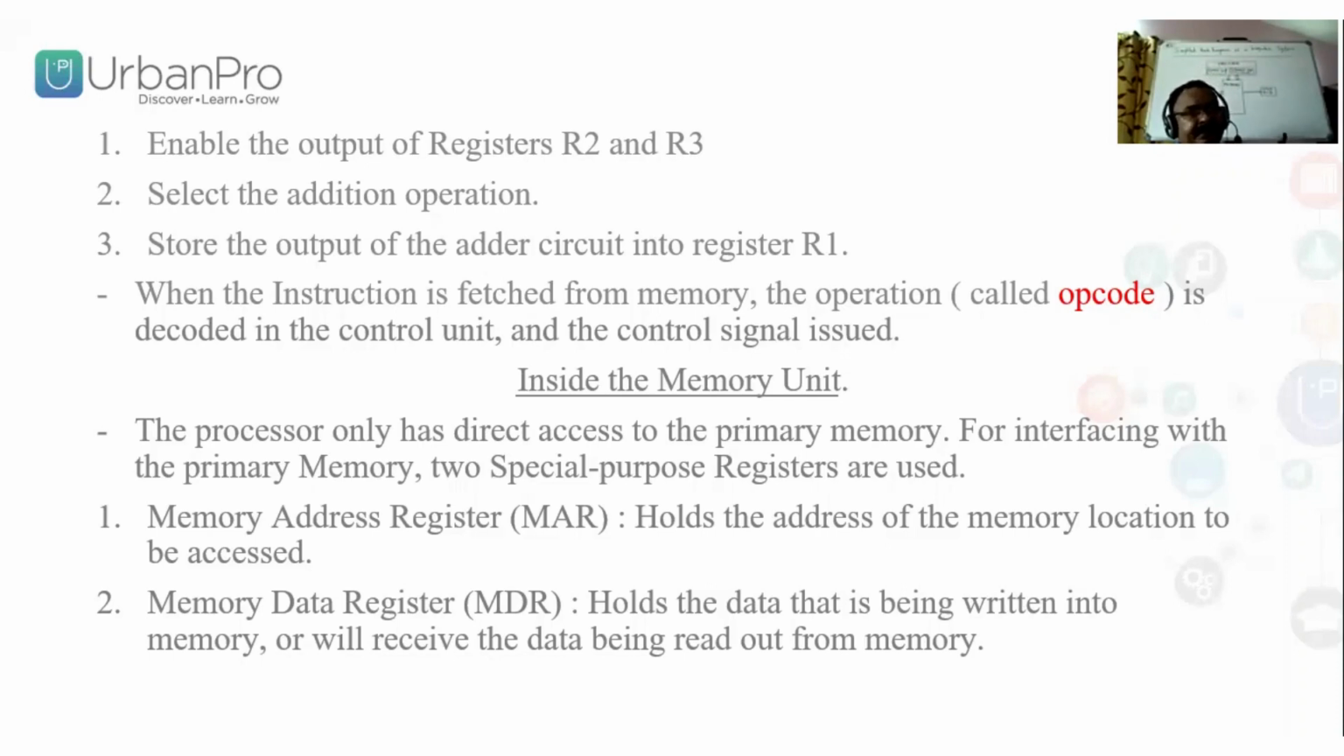Now let us see what is inside the memory. The processor only has direct access to the primary memory. For interfacing with the primary memory, two special purpose registers are used. I have already discussed that the ALU contains registers. Some of them are general purpose and some of them are special purpose. Let us discuss now more about special purpose registers. A special purpose register has a fixed purpose. We cannot change that. One of the special purpose registers is the memory address register, MAR, which holds the address of the memory location to be accessed.